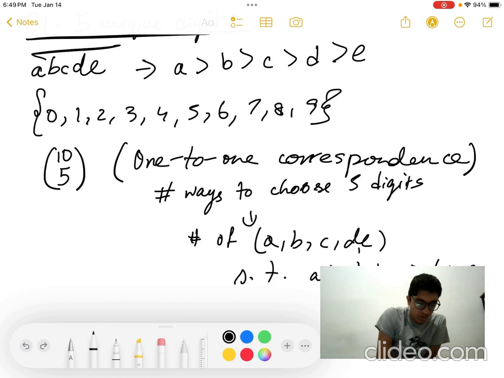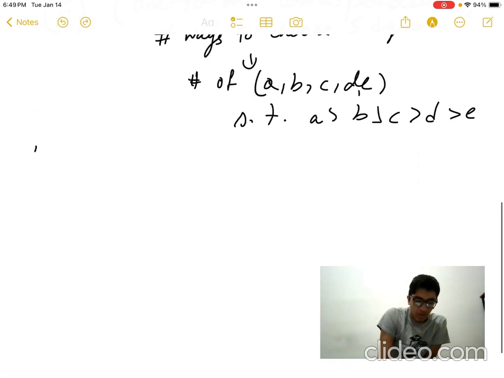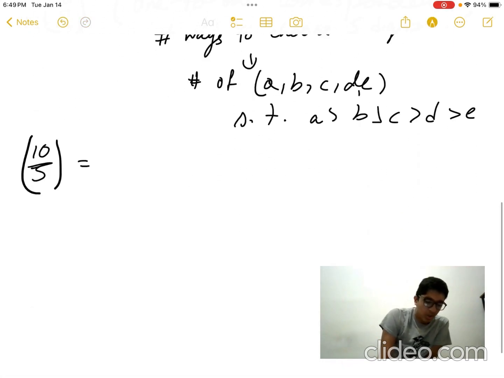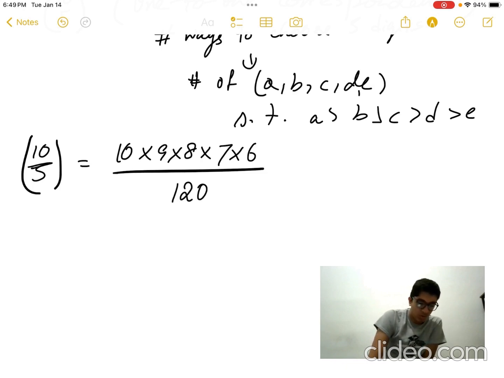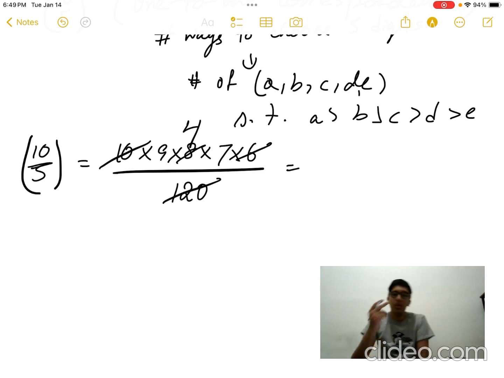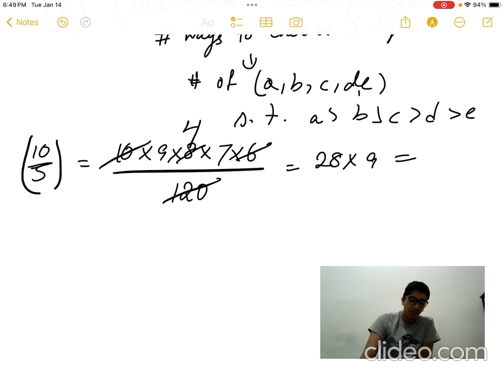10 choose 5 is just 252, which we can calculate manually. 10 times 9 times 8 times 7 times 6, divided by 120. So this cancels, this cancels, this cancels. We're left with a 4 up top, which is just 28 times 9, which is 252. So that's how many numbers we have for our first case.